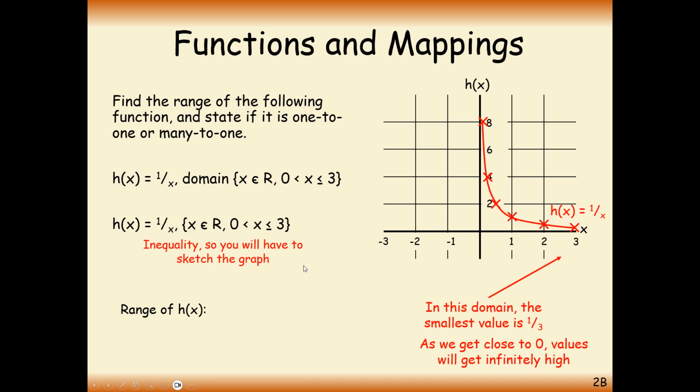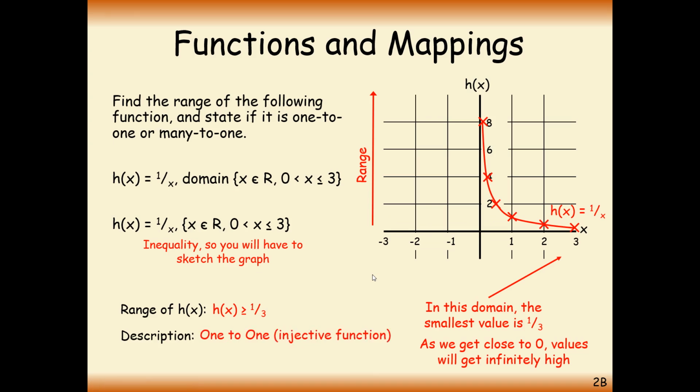And the lowest value for the range is where we have the highest value for the domain. The highest value for the domain can be 3. So 1/3 is the lowest value for the range. The output of a function will always be bigger than 1/3.